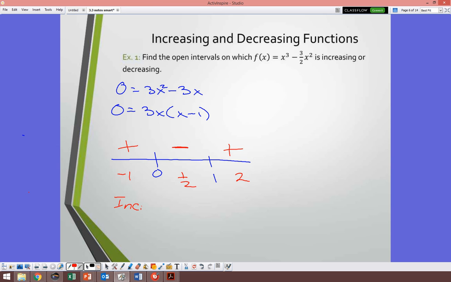So my interval for increasing would be from negative infinity to 0, parentheses, comma, 1 to positive infinity. With an open 1, parentheses, to positive infinity. Decreasing: parentheses 0, comma 1, parentheses. Do I have any constant? No. Make sense? Constant is a single point. I don't have any interval in which it's constant.